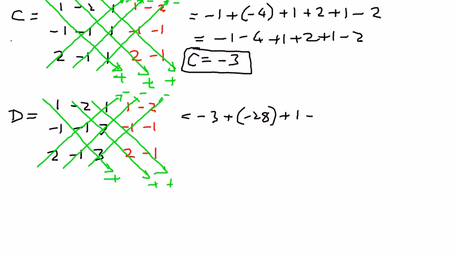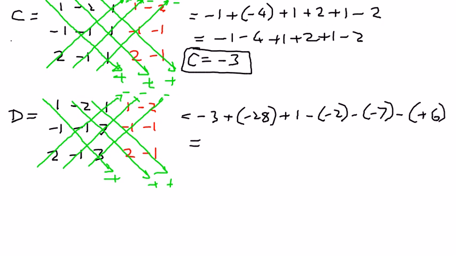Minus, now we're going to look at the product of the diagonals going up. 2 times negative 1 is negative 2, so let me put that as negative 2 there. Minus, negative 1 times 7 is negative 7, so we'll put the negative 7 there. Minus, 3 times negative 1 times 2. 3 times 2 is 6. 6 times negative 1 is negative 6. This is going to be positive 6, I'm sorry.